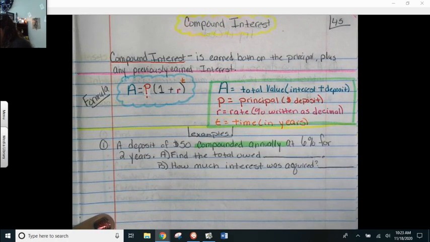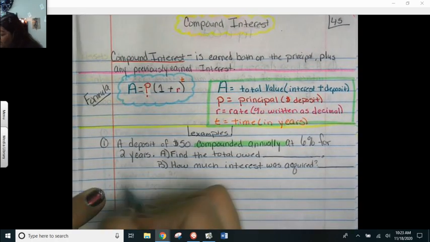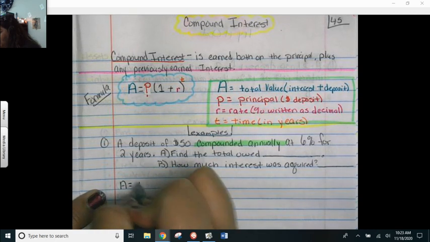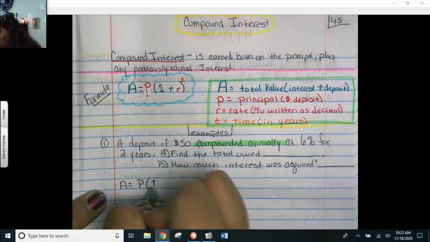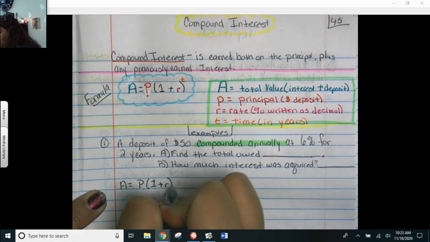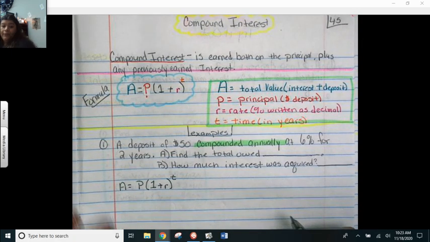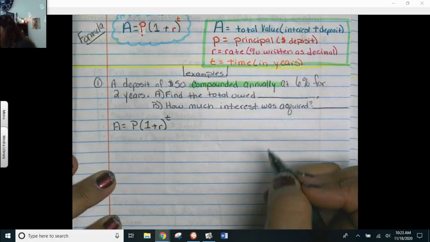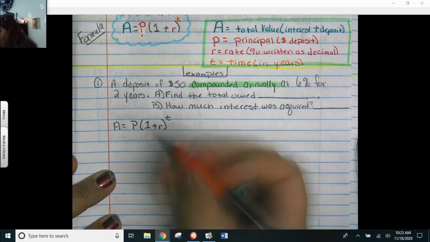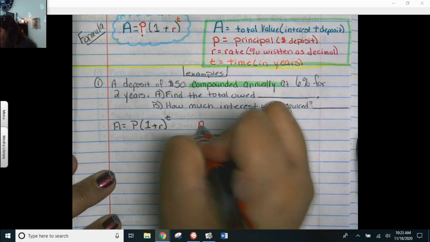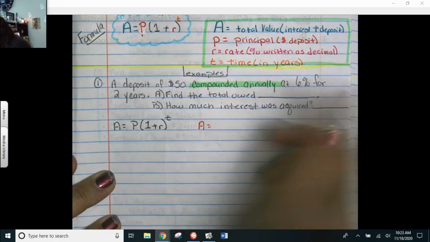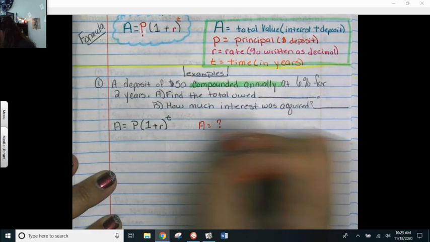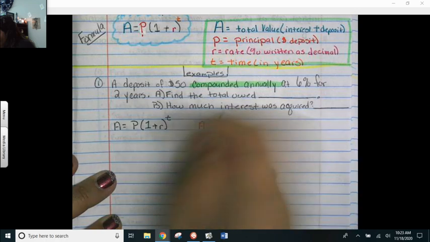So let's write that beast down, and it's given to you. You just have to know what each variable stands for. So A equals P parenthesis 1 plus R to the T power. Okay. Now, just like in the previous video, I'm going to go searching for all the variables. A is my final balance, and I don't have a final balance here, so that is my unknown. Okay. Then I have P.